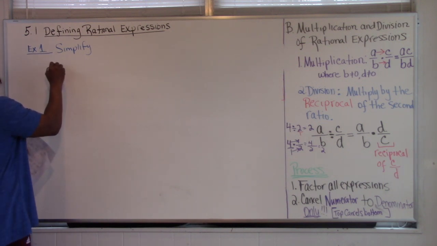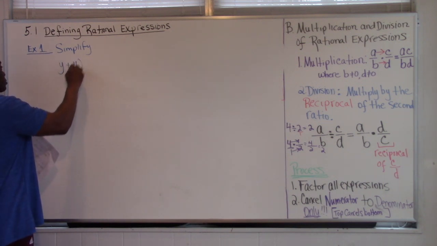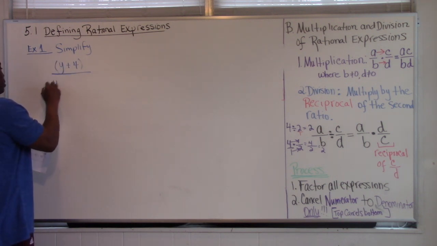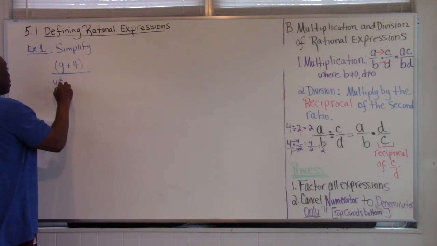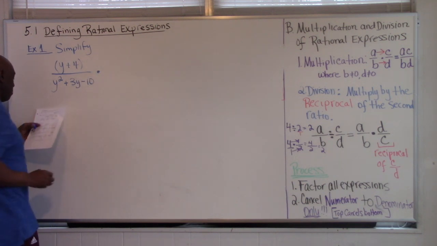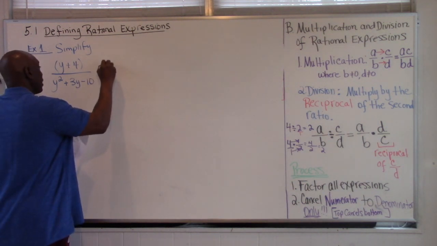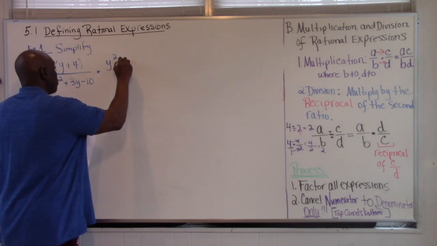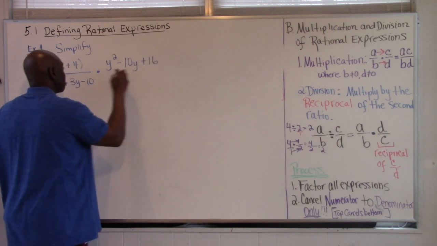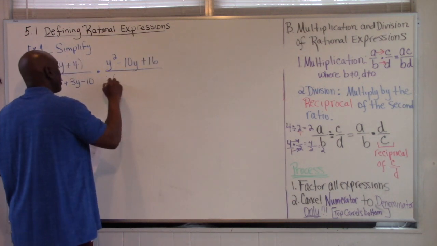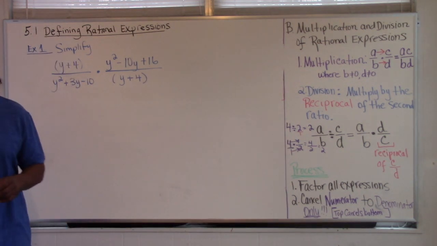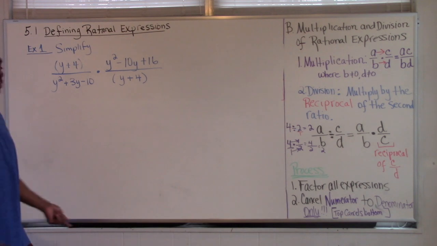Okay, we're going to have y plus 4, let's start with that. y plus 4 divided by y squared plus 3y minus 10, multiplied by y squared minus 10y plus 16, divided by y plus 4. Simplify. What is that going to give us when we simplify?